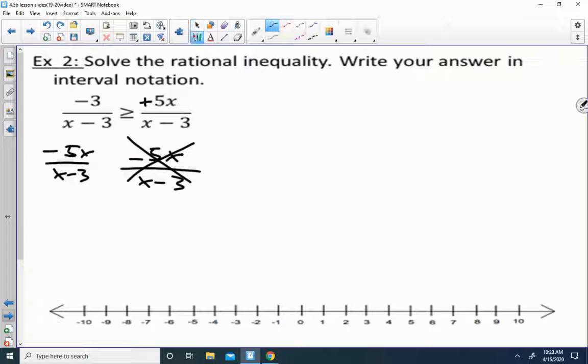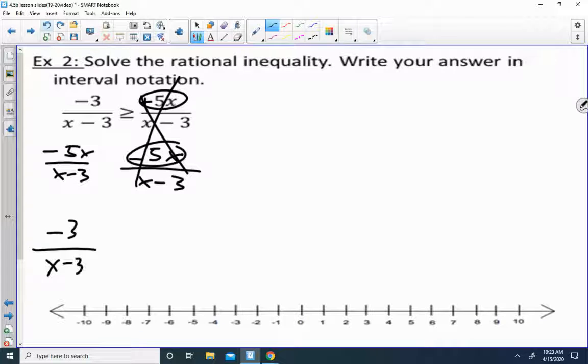Okay? Sorry. So subtract 5x over x minus 3 from both sides. The positive 5x and the negative 5x will cancel out. So then on the left side, we'll have -3 over x minus 3 minus 5x, all over x minus 3.